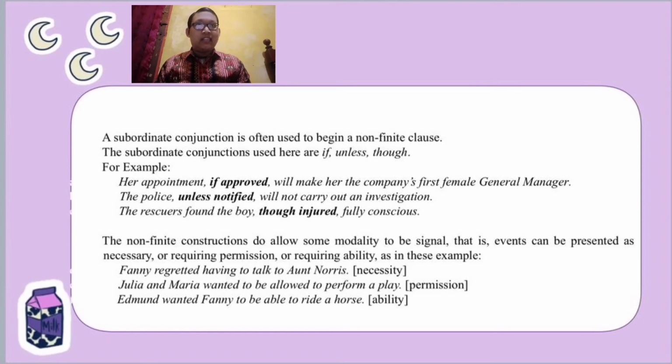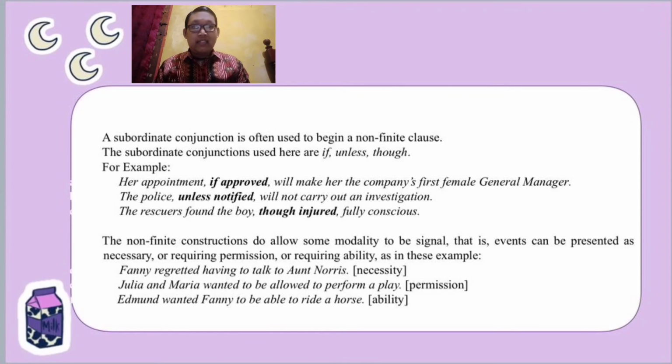Then, a subordinate conjunction is often used to begin a non-finite clause. The subordinate conjunctions used here are if, unless, and though. For example, her appointment, if approved, will make her the company's first female general manager. And then, the police, unless notified, will not carry out an investigation. The rescuers found the boy, though injured, fully conscious.